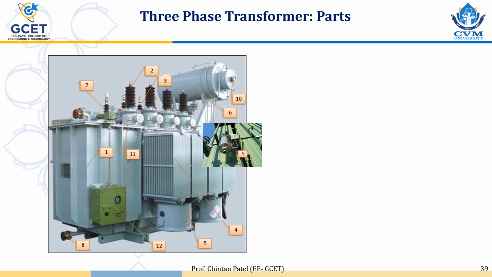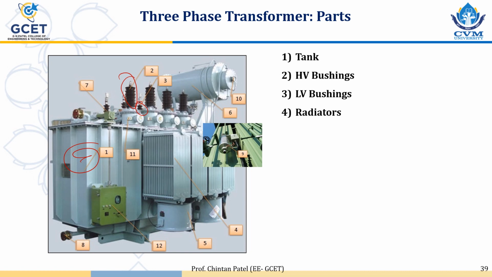In this diagram, different components are shown. First one is the transformer tank, the main tank. Second one is the HV bushing, high voltage bushing. Third one is the LV bushing. This is the HV bushing, and the smaller ones are LV bushings, low voltage bushings. Fourth is the radiator, for cooling purpose. Fifth is the cooling fan. Sixth is the conservator tank. This is an oil tank and is known as the conservator tank.